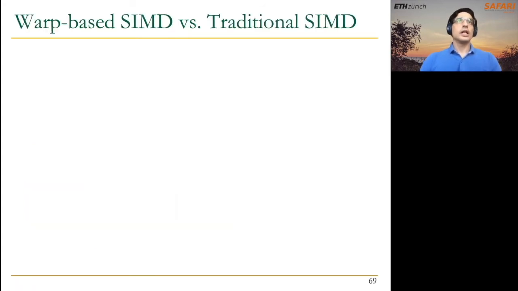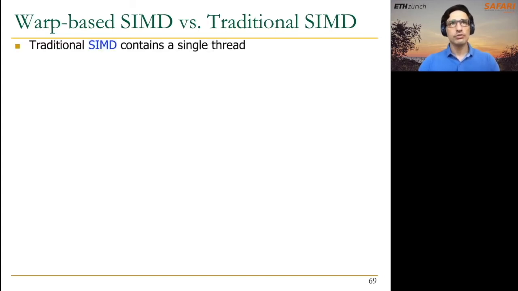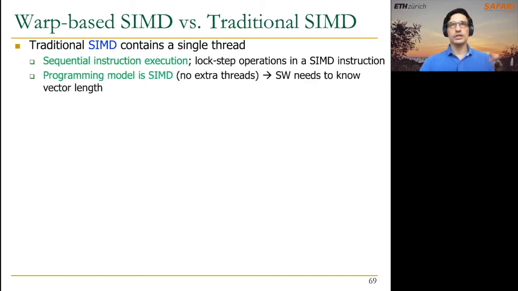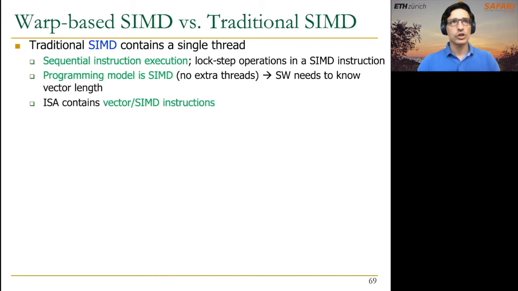Okay, so let's recap on warp-based SIMD and compare it to traditional SIMD. In traditional SIMD, recall we have a single thread. This thread executes sequentially, but it can execute SIMD instructions. These SIMD instructions operate in lockstep. We say lockstep because it's one whole SIMD instruction, and then the next SIMD instruction, and then the next SIMD instruction for all the vector lanes at the same time. The programming model is SIMD. We are not using extra threads. There is a single thread using SIMD instructions.